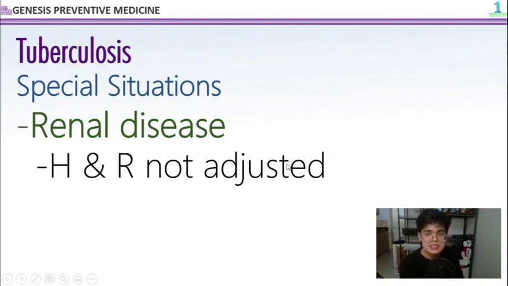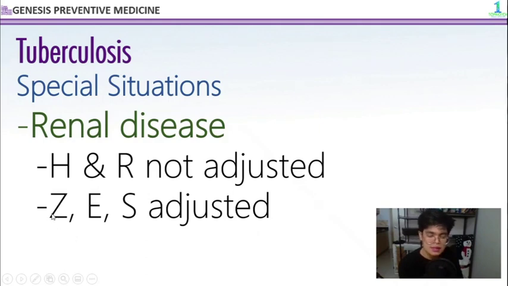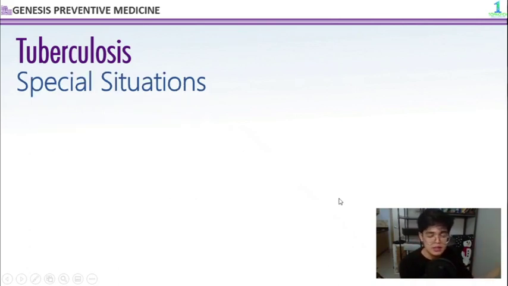For renal disease, isoniazid and rifampicin are not adjusted. They are excreted renally but are metabolized hepatically. But on the other hand, pyrazinamide, ethambutol, and streptomycin are adjusted whenever a patient has renal disease, elevated creatinine, suggesting any form of renal parenchymal disorder.